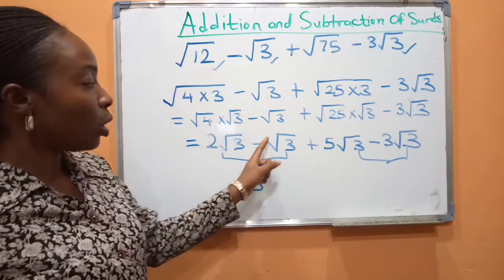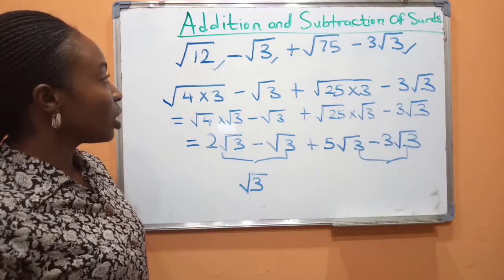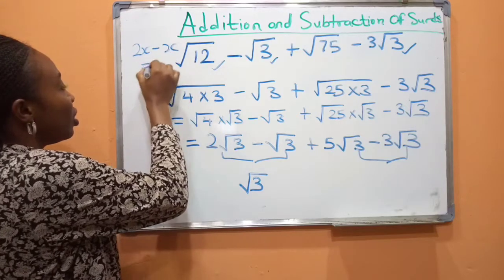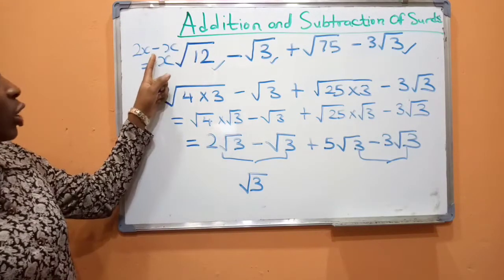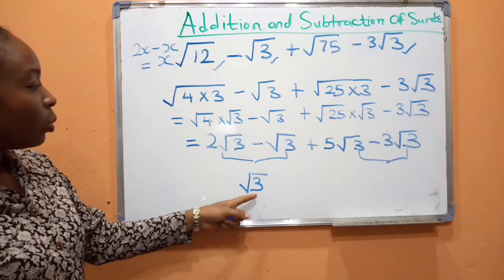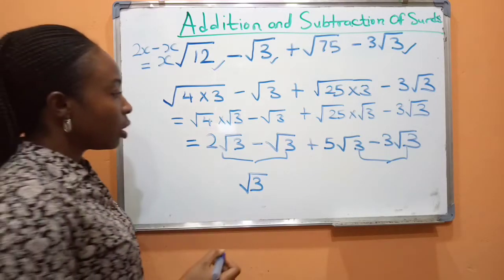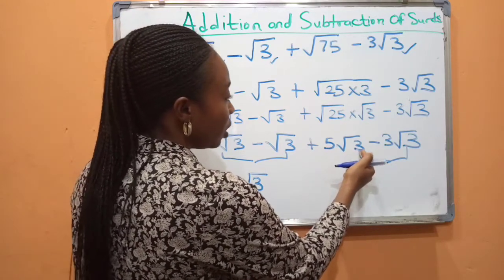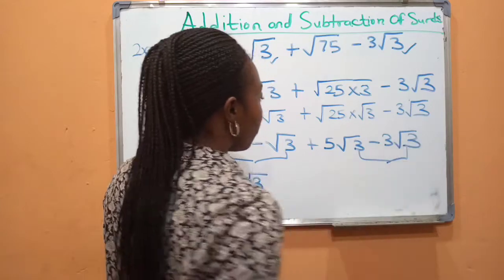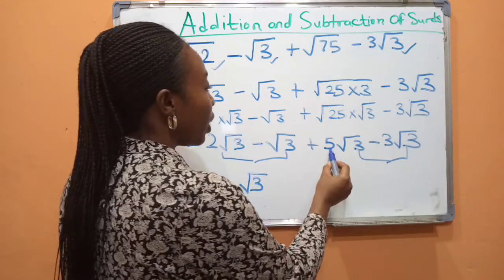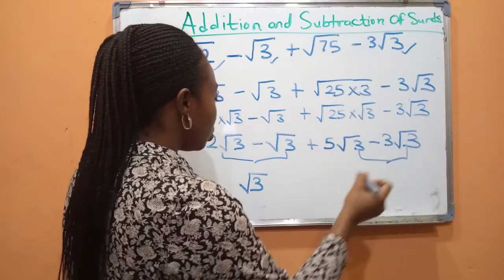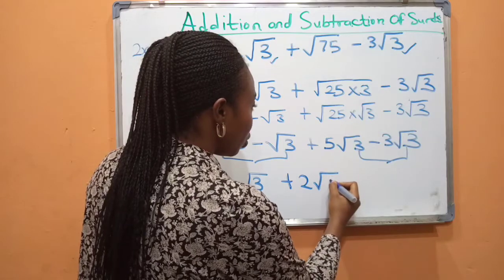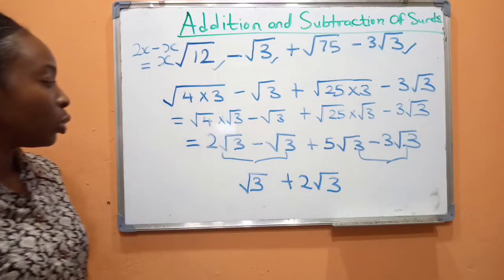Remember, I told you there's a 1 that we don't necessarily write here. It's just like saying 2x minus x. Your answer is x. You don't necessarily write 1x. So that's why we have root 3 here. Then we equally have plus 5 root 3 minus 3 root 3. So what we're going to have here, we say 5 minus 3 gives you 2. So we have plus 2 root 3.